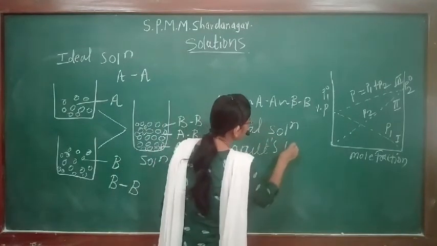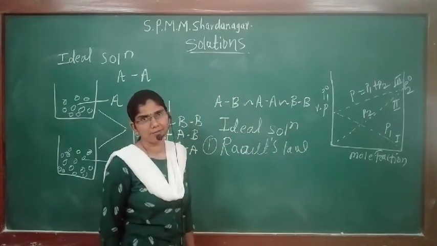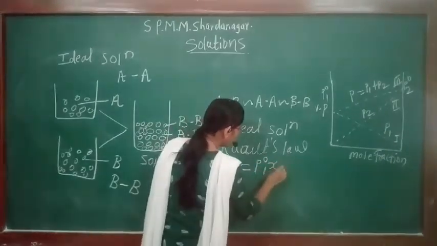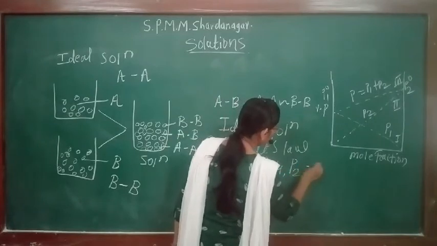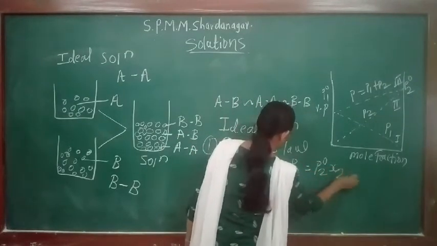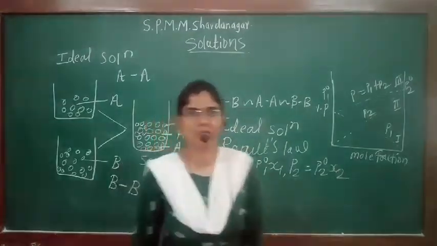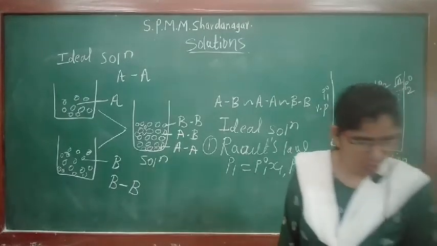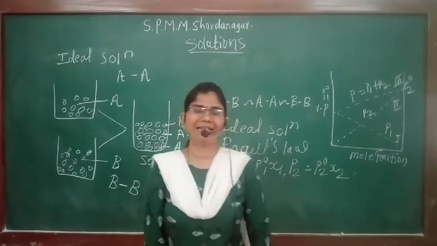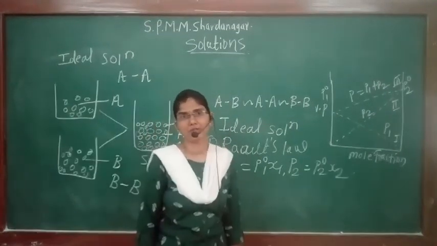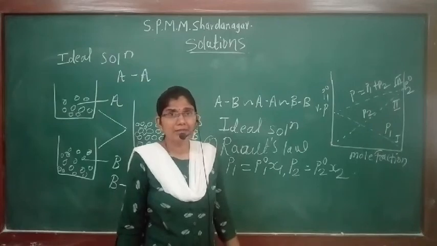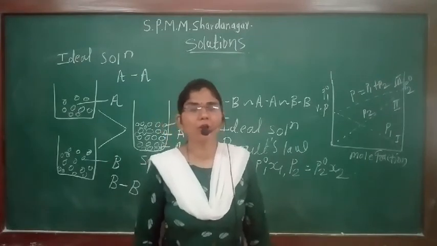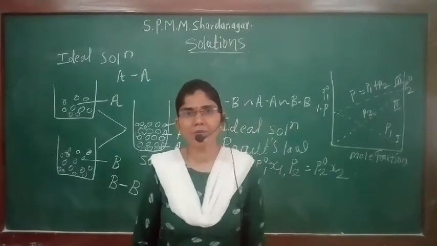Ideal solution is one which obeys Raoult's law, meaning P1 is equal to P01 x1 and P2 is equal to P02 x2. An ideal solution obeys Raoult's law for the entire range of pressure and temperature. When ideal solutions are formed, all the interactions are the same and therefore no heat is evolved or absorbed.